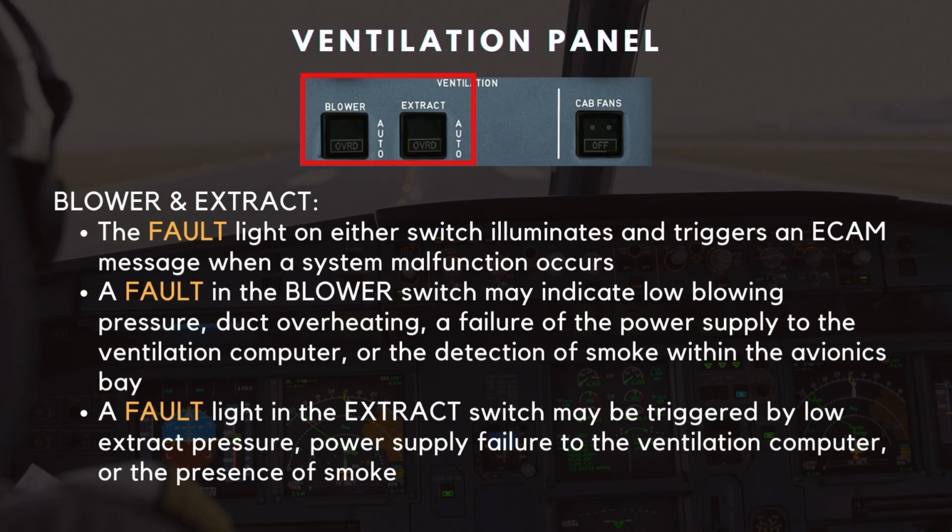The fault light on either switch illuminates amber and triggers an ECAM message when a system malfunction occurs. A fault in the blower switch may indicate low blowing pressure, duct overheating, a failure of the power supply to the ventilation computer, or the detection of smoke within the avionics bay. Similarly, a fault light in the extract switch may be triggered by low extract pressure, power supply failure to the ventilation computer, or the presence of smoke. These alerts require immediate attention to prevent further complications in avionics cooling and airflow management.